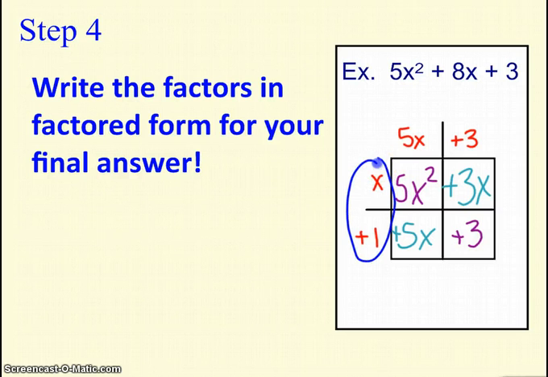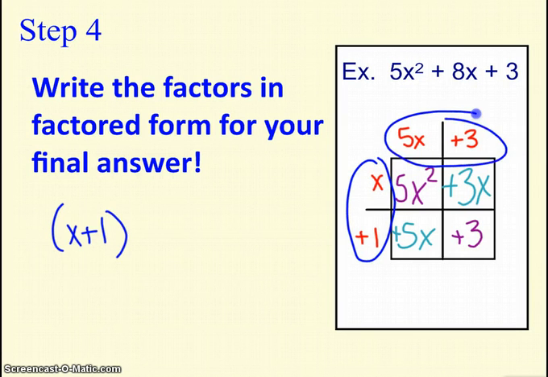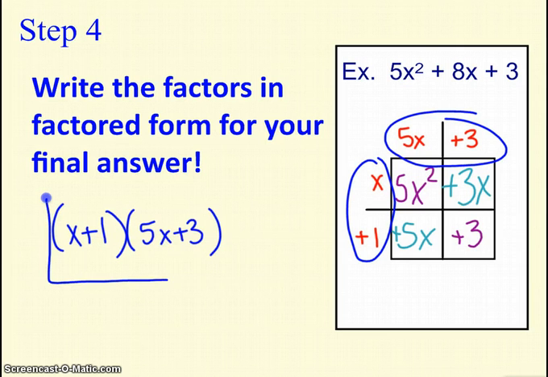This is going to be our first factor, x plus 1. And this is our second factor, 5x plus 3. So when I factor 5x squared plus 8x plus 3, I get the answer x plus 1 times 5x plus 3. Now we can always multiply these back together to make sure we did it correctly.